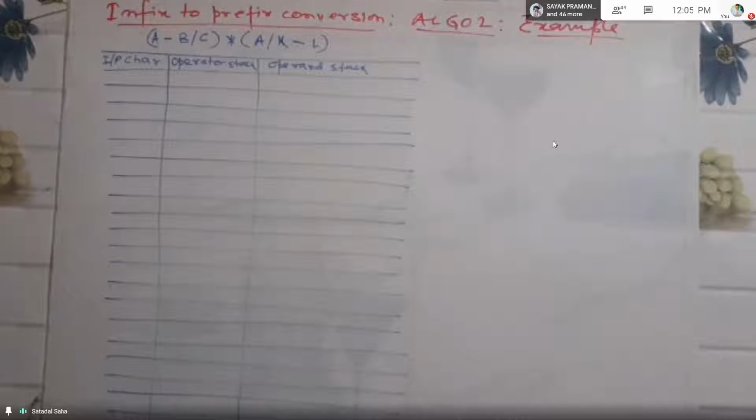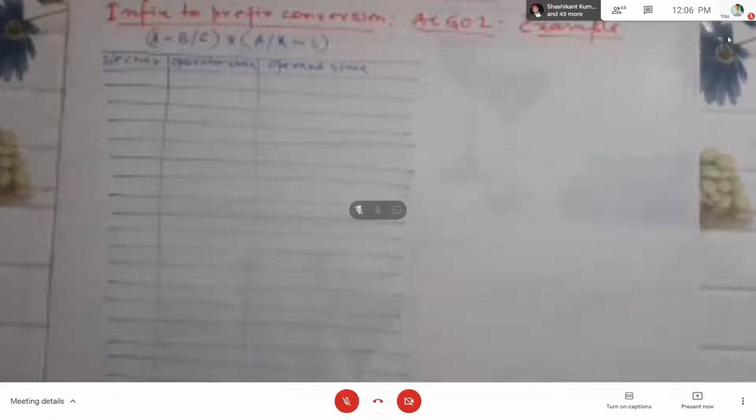So this is the infix expression. We need to convert this infix into its prefix form. Unlike the previous algorithm, in this case, we will scan this input character. There will be two stacks. One is your operator stack, and second is your operand stack. So this is a multi-stack handling problem. In brief, we can say it is a multi-stack handling problem.